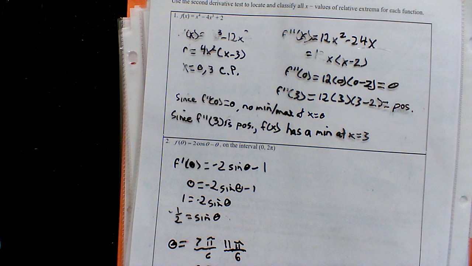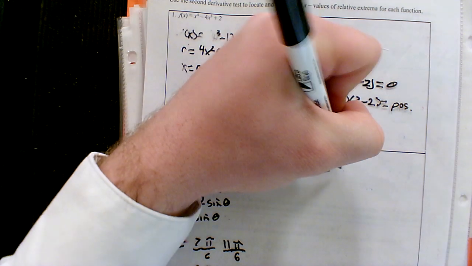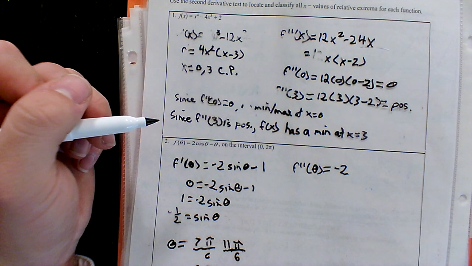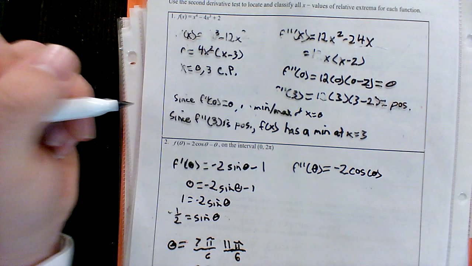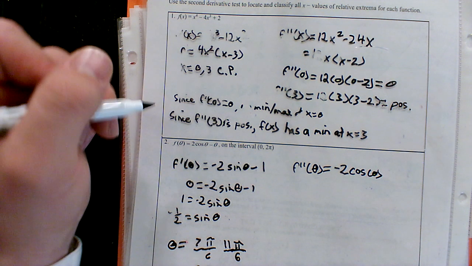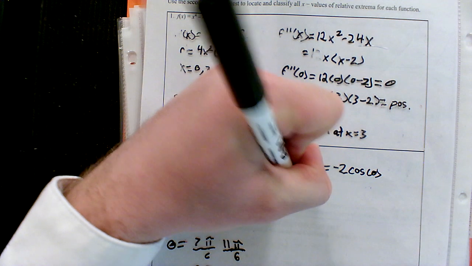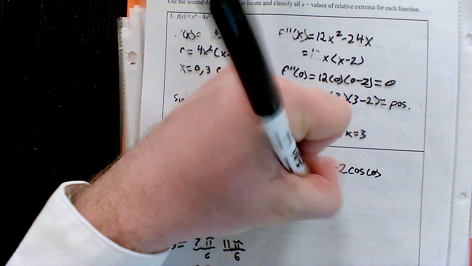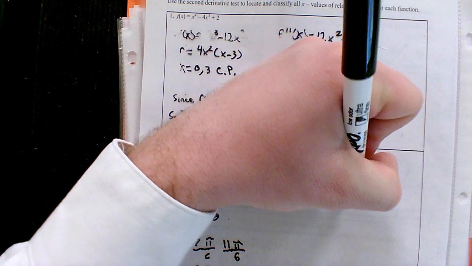After I find critical points, now what do I do? Second derivative of theta. Again, the -2 can stay out in front. It's a constant. What's the derivative of sine? Good. And derivative of -1 or 1? 0 goes away. Okay. Now we have the second derivative. What do we actually do with the second derivative now? Plug in our critical points.